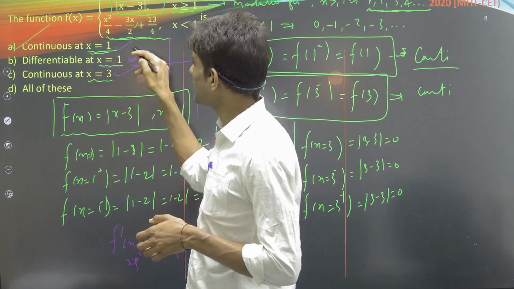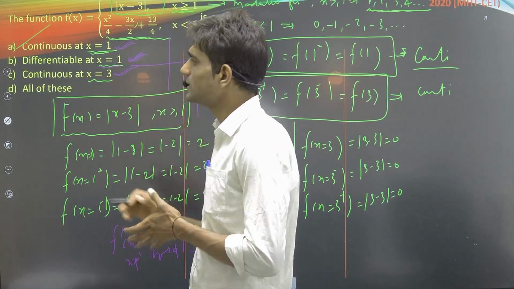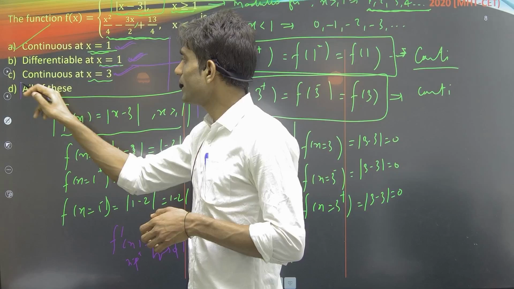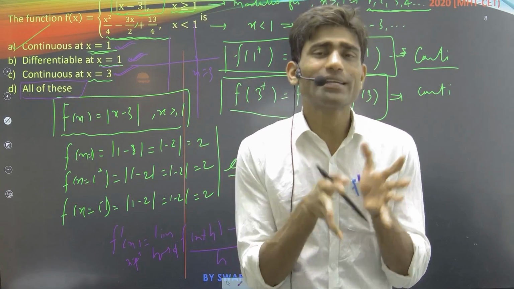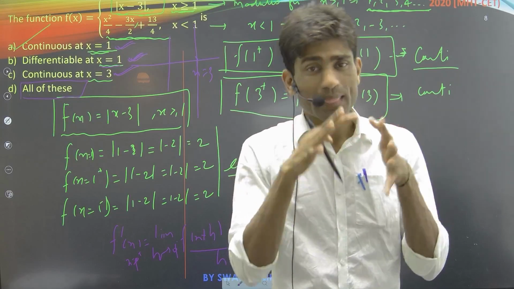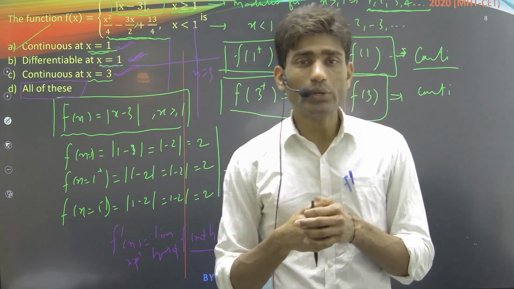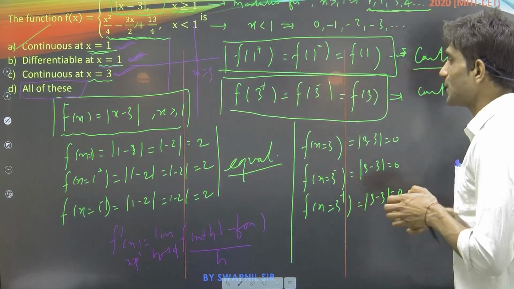Now see that the first option is true, the second also true, the third is also true. That means our required answer for the question is all of the above. So the function is continuous at x equal to 1, differentiable at x equal to 1, and again continuous at x equal to 3.